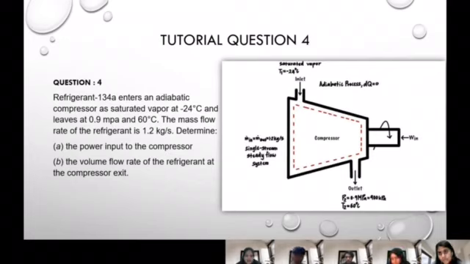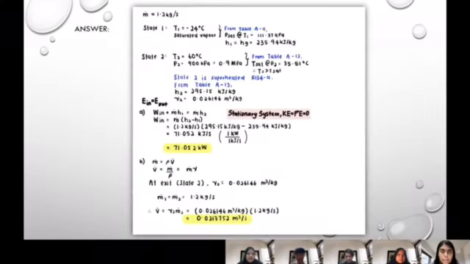Here we know that it is a single system with steady flow, so the mass flow rate is constant. For state 1, the temperature T1 is -24 degrees Celsius. We know that it is a saturated vapor, so we can get the saturation pressure from Table A-11, which is 111.37 kPa. The h1 value is 235.94 kJ/kg.